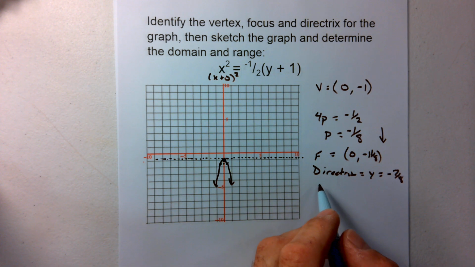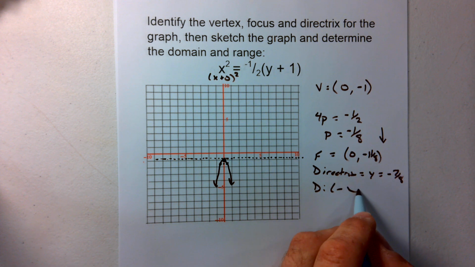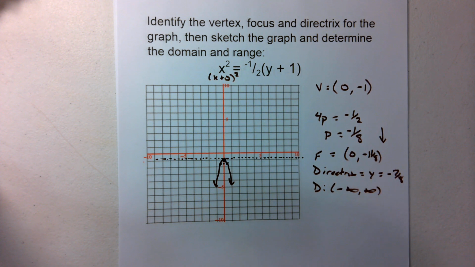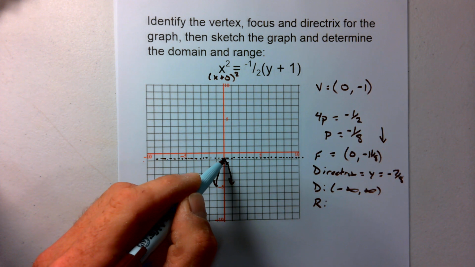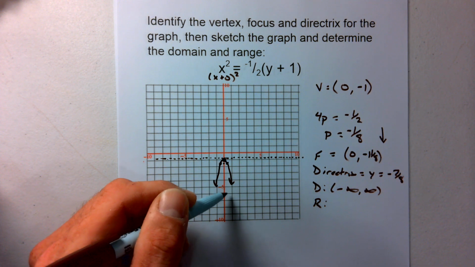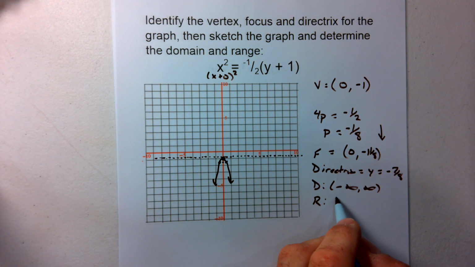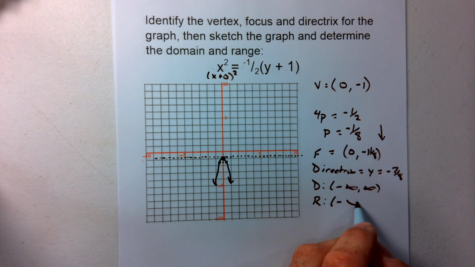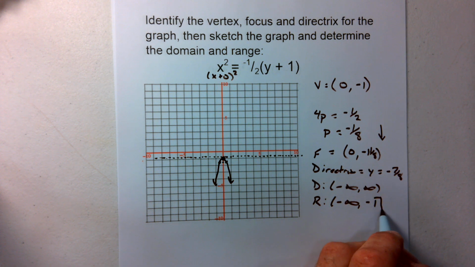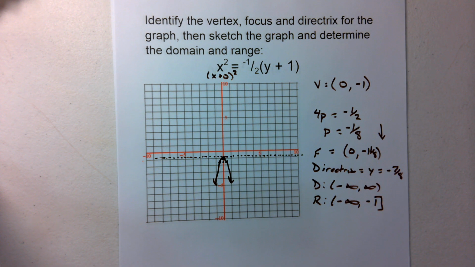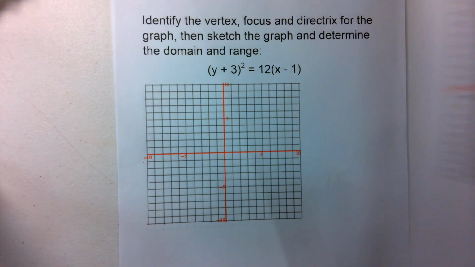All right, and then my domain and my range. Again, my domain, my x values are negative infinity to infinity. My range, I'm going to be here at negative 1, and everything's going to be below it. So I don't need, again, anything up in here to be able to see this graph. So I'm going to start at negative infinity. I'm going to come up to negative 1 inclusive. And that gives me what my graph is going to look like.